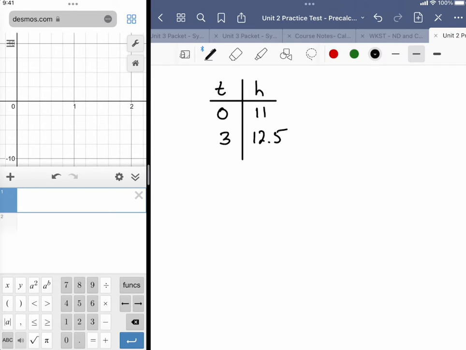So if I want to write the equation of a line passing through these two points, I would want to follow the model of y equals mx plus b, right? But it's not really y, and it's not really x. It's just placeholders for y and x. The t is taking on the role of x, and the h is taking on the role of y.